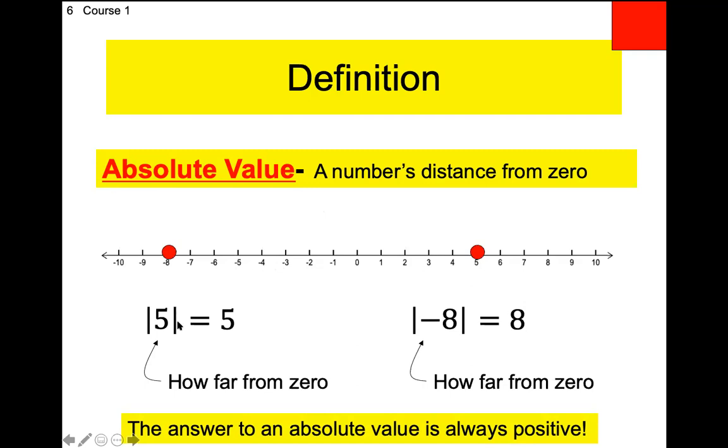The concept is absolute value, and the symbol are these two vertical lines or segments that look like parentheses.